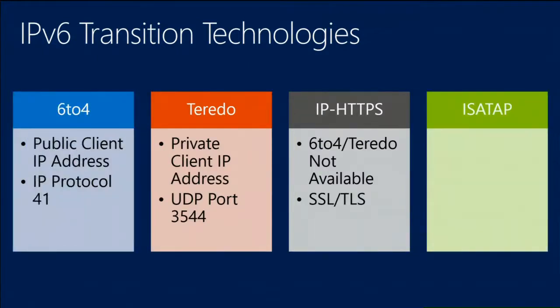Now, 6to4, Teredo, and IP-HTTPS are all direct access client transition protocols. Those are all used for the client to tunnel its traffic to the direct access server over the public internet.